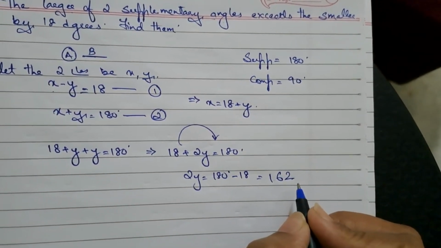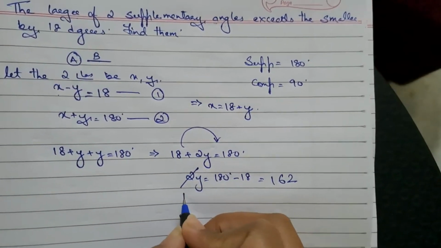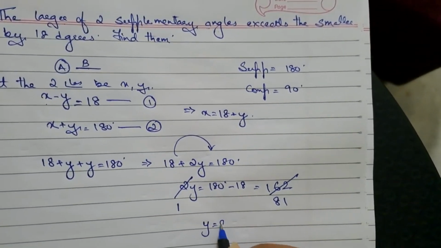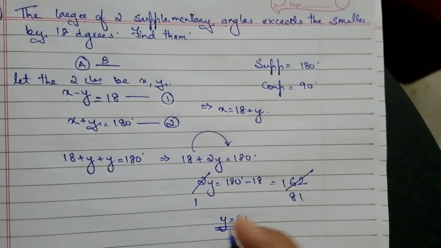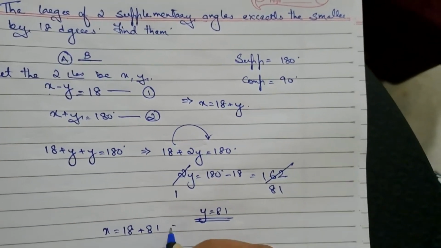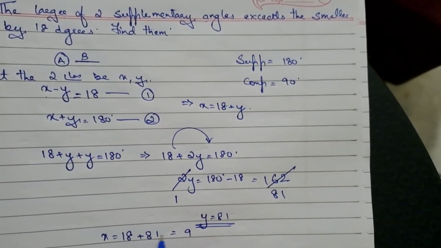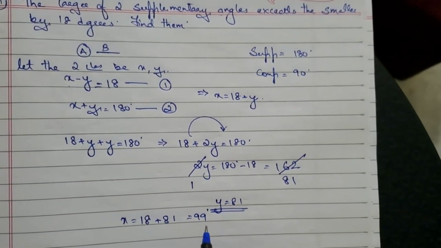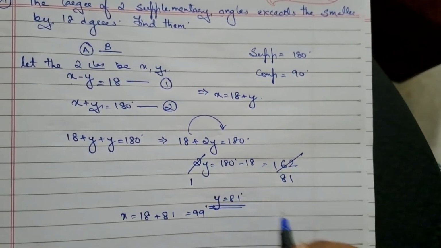162 degrees. Okay, 162. And then if I do it, 2 times 81 is 162, so y is equal to 81. I'm getting it directly, and I'll put it in here. x is equal to 18 plus 81, that is equal to 99 degrees. 99 will be the angle. Since these are angles, I'm going to write it as 99 degrees and 81 degrees.